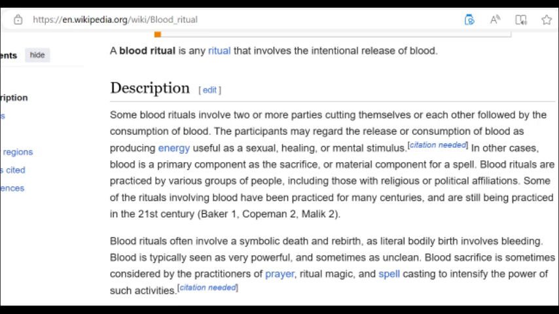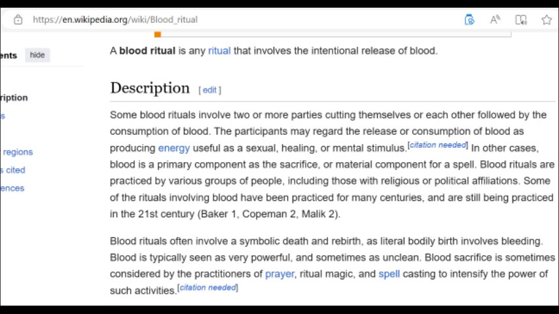Blood rituals are practiced by various groups of people, including those with religious or political affiliations. Some of the rituals involving blood have been practiced for many centuries and are still being practiced in the 21st century. Blood rituals often involve a symbolic death and rebirth, as literal bodily birth involves bleeding. Blood is typically seen as very powerful and sometimes as unclean. Blood sacrifice is sometimes considered by the practitioners of prayer, ritual, magic, and spell casting to intensify the power of such activities.